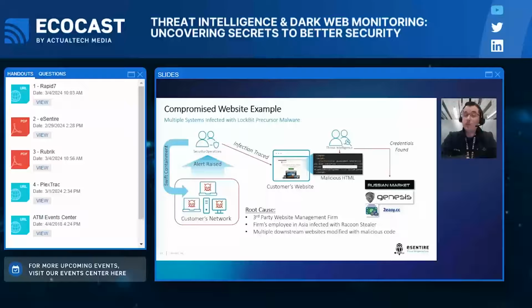They belonged to an employee who worked for a web development firm based in Asia. That individual had become infected with information stealing malware. Someone purchased their credentials from Russian Market and then used it to modify the source code of multiple websites using that employee's access. Using our dark web visibility, we were able to augment our investigation to identify a much wider scope of compromise stemming from a trusted provider to our customer. Now, this is a great example of extending your visibility beyond your network perimeter to identify and remediate threats.